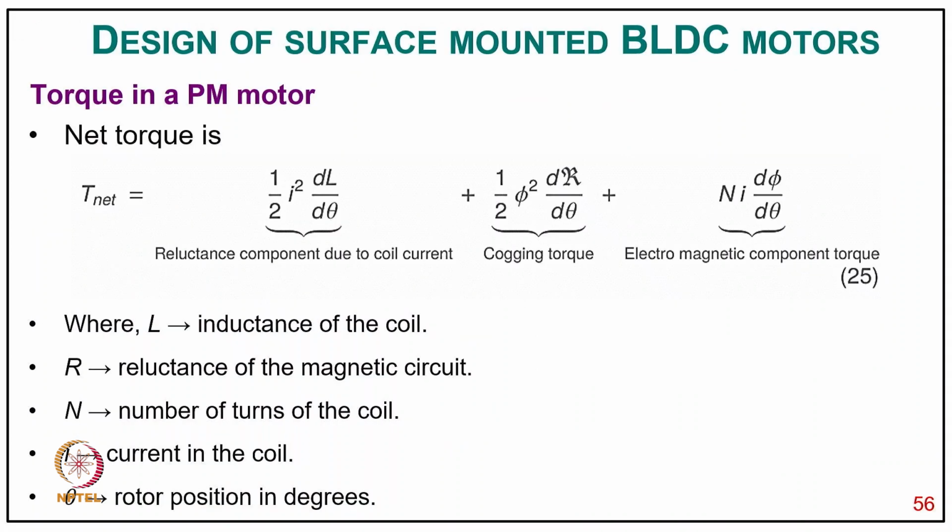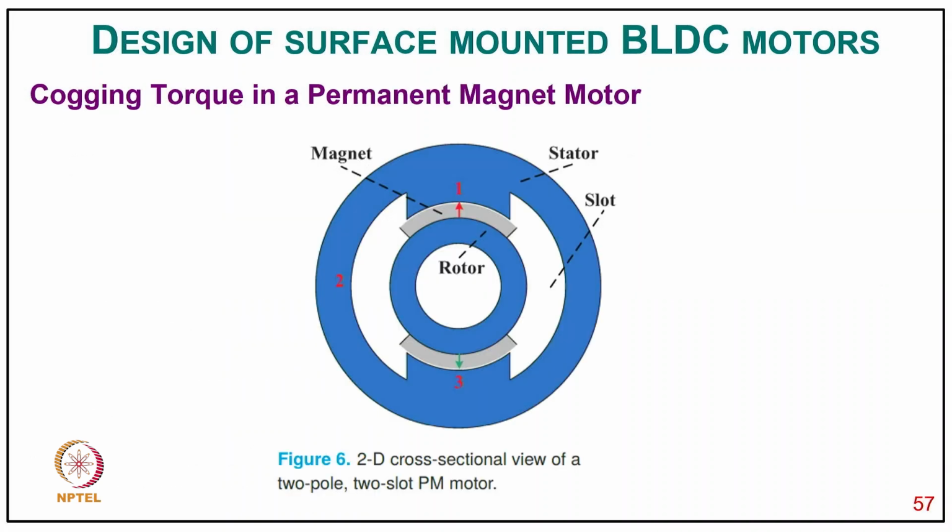So coming to the net torque, T net equal to half i square dL upon d theta plus half phi square dR upon d theta plus Ni d phi upon d theta. There is a reluctance torque, a cogging torque and the electromagnetic torque component, where L is the inductance of the coil, R is the reluctance of the magnetic circuit, N is the number of turns per coil, I is the current in the coil, and theta is the rotor position in degrees.